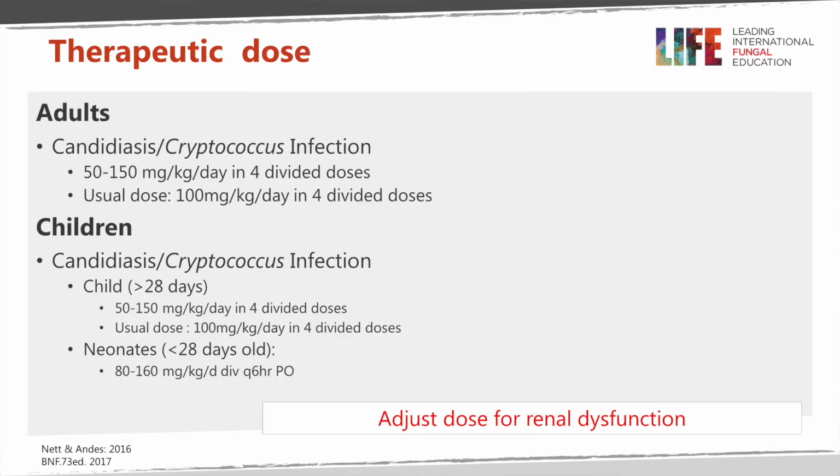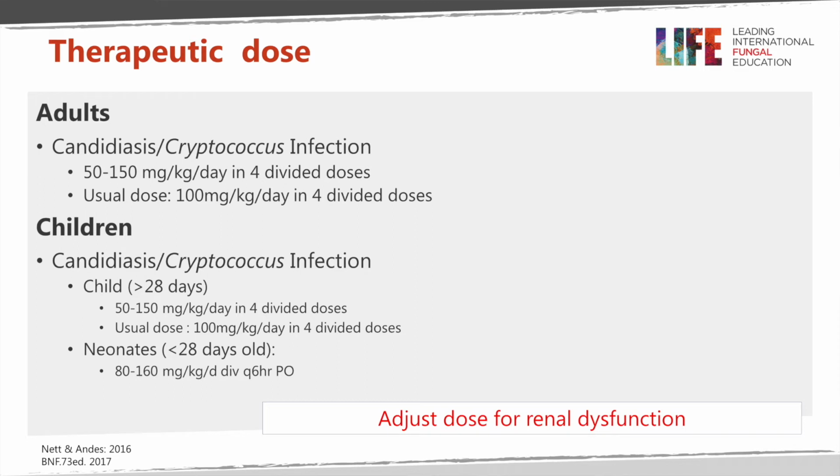So we want to look at the dose of flucytosine for the different indications. For adults with systemic candidiasis or cryptococcal infection, flucytosine is given at a dose of 50 to 150 milligrams per kg per day, divided into 4 doses, usually 6 hours apart. But the usual dose for flucytosine is 100 milligrams per kilogram body weight per day in 4 divided doses, usually given 6 hours apart.